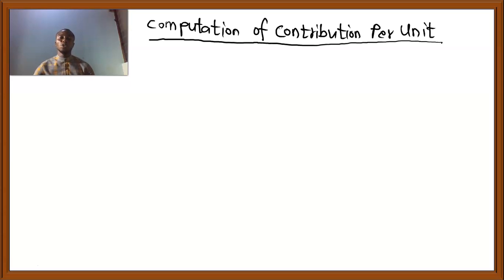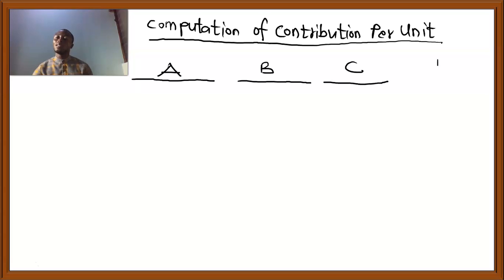So how do we find contribution? We know contribution is found by subtracting the variable cost from selling price. So again, we have tables A up to D. So table A, we have table B, table C, and table D. Bring our Ghana cedi sign here.